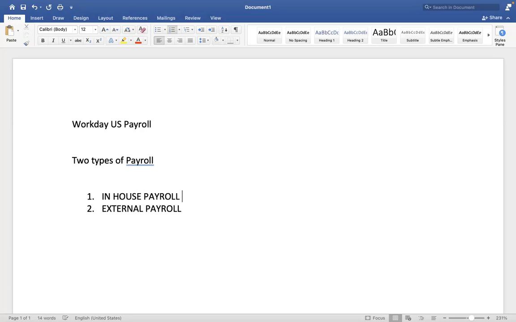In-house payroll is nothing but we have all the data within Workday. To make it simple, we can run the payroll within Workday itself and also send the tax data documents to the vendors or tax processors, generate the pay slips in Workday, and also generate W-2 documents, any tax related financial documents. Everything will be generated within Workday itself, in-house payroll.